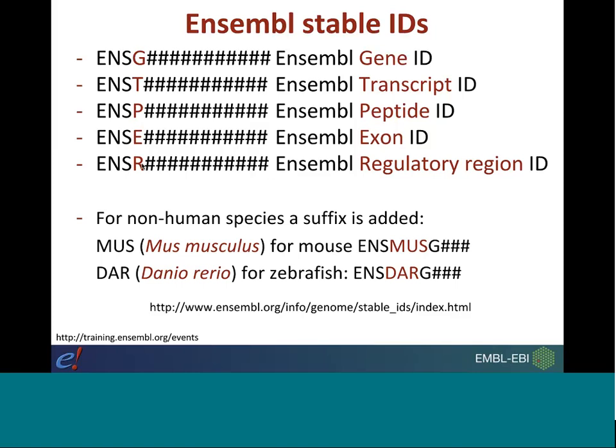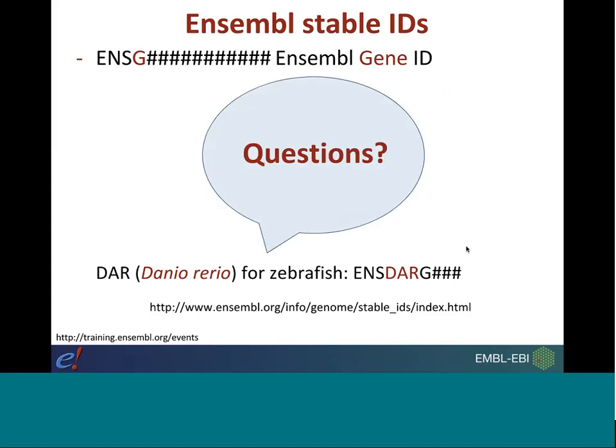So where we know that gene names can sometimes change, if a gene model stays the same between releases, the stable ID will also stay the same. So it's very important perhaps to make a note of the stable ID if you're working with a particular gene quite frequently. So for different species, we just have a suffix as well. So for mouse, for example, it's ENSMUSG and then the 11-digit number.